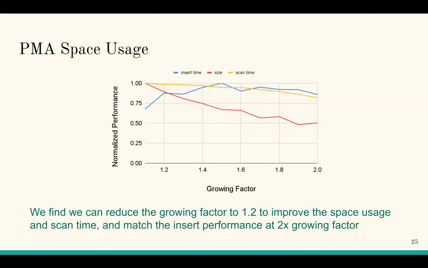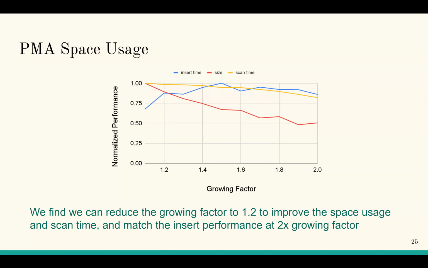However, what we find here is if we look at the blue line, we can see our normalized insert performance is that for a little while, as the data structure gets smaller, the inserts actually maintain getting faster still. This is because the whole data structure just stays smaller, and it is sort of less data that needs to transfer around. Similarly, we can see the size and the scan time just get faster and faster the smaller the data structure gets. However, once the growing factor goes below about 1.5, it does start getting slower again.